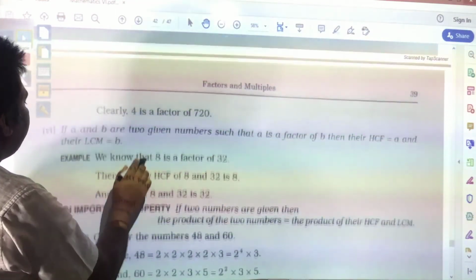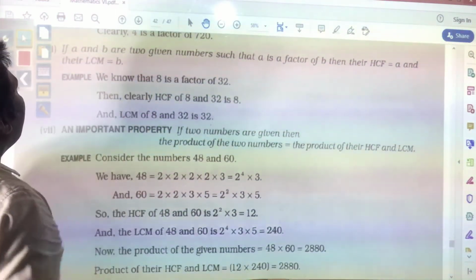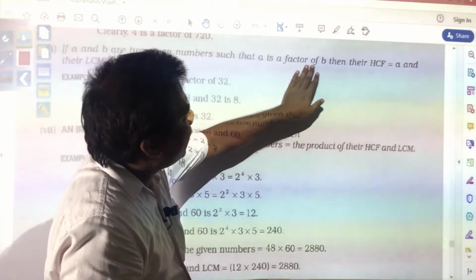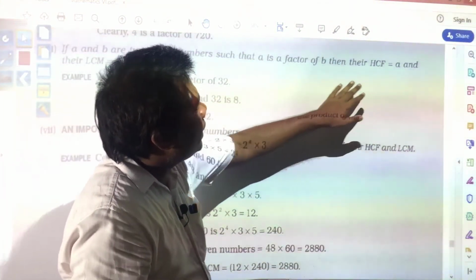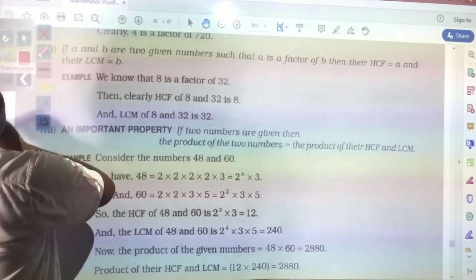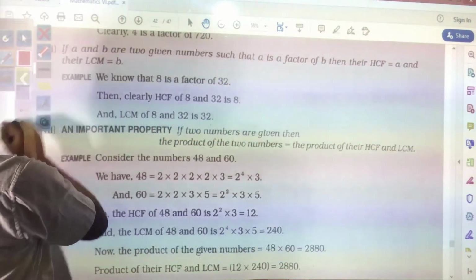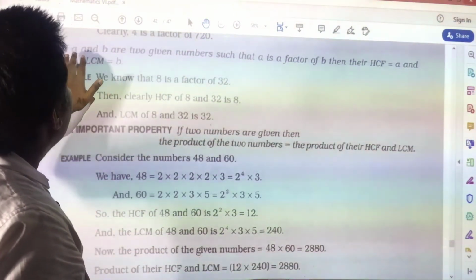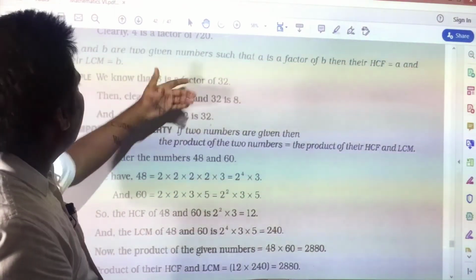Then you have: if A and B are two given numbers such that A is a factor of B, then their HCF is equal to A and their LCM is equal to B. In this, the same thing has been written. In the 5th point, the same thing has been written in a different way.